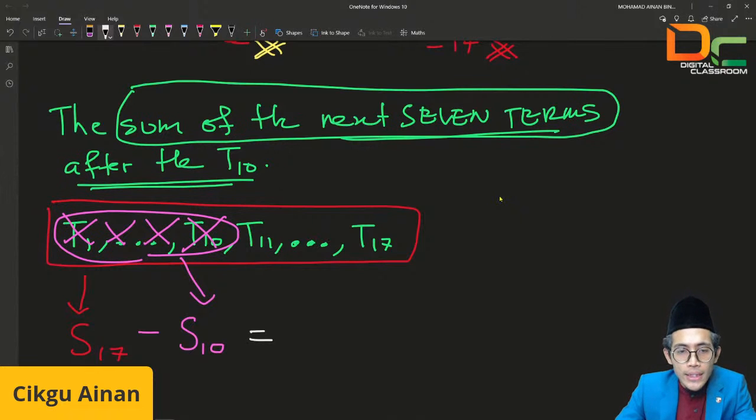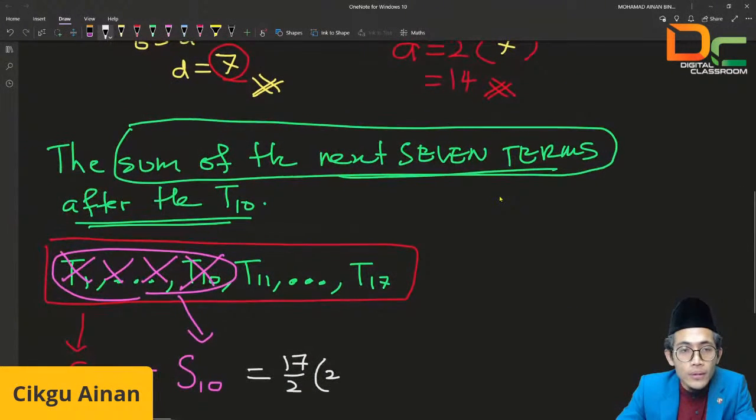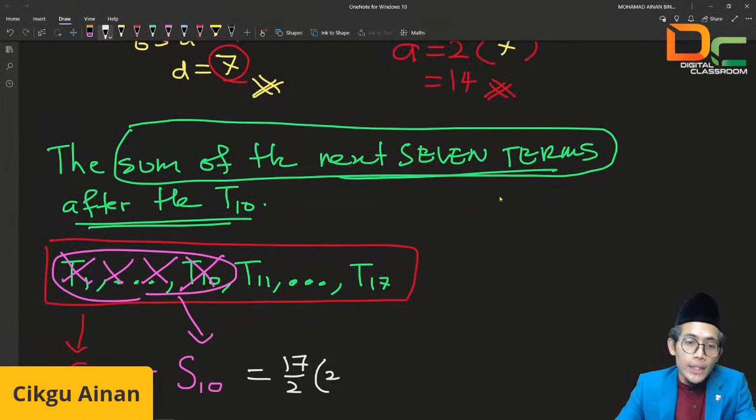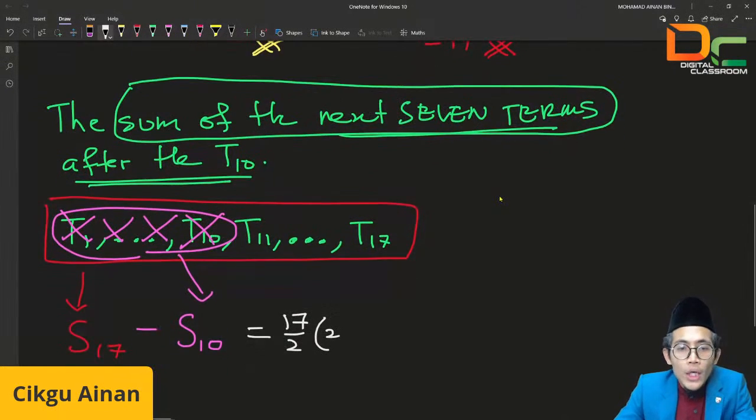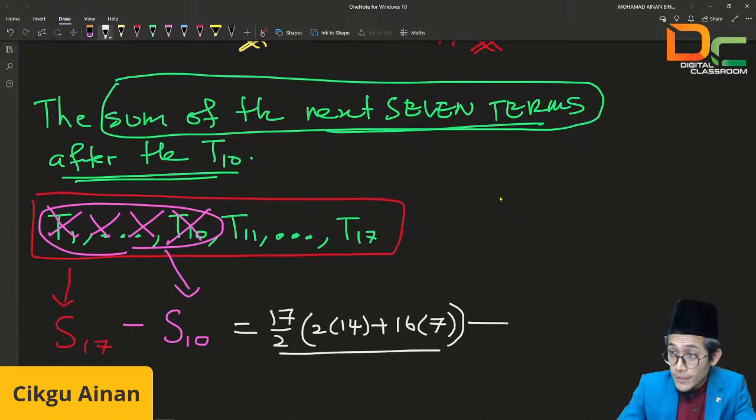So S17 is 17 over 2, times 2A. A is 14. Plus 16D. What is our D? D is 7. Okay, now this one is for S17.